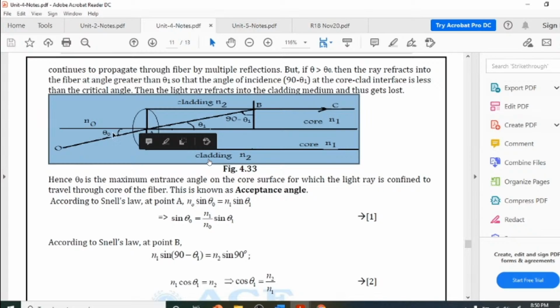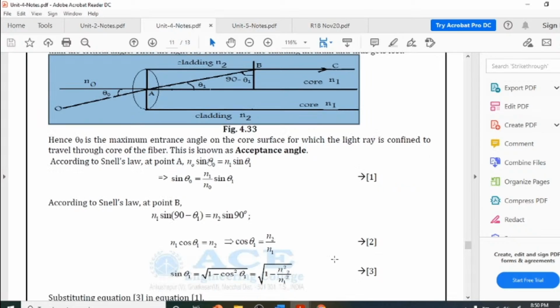Then this theta naught, which is there at the outside, is what we call the acceptance angle. You have to derive an expression for acceptance angle. Now, let me tell you, there will definitely be a problem. If at all he gives a problem in the fourth unit, it would be on acceptance angle or numerical aperture. Let me tell you very clearly.